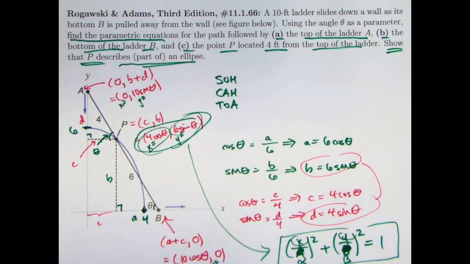You're trying to get x and y in terms of some other number, in this case theta, the angle. It's often a time variable, t you might say, that is going to be our parameter in many of these problems. But in this case, it's the angular variable.